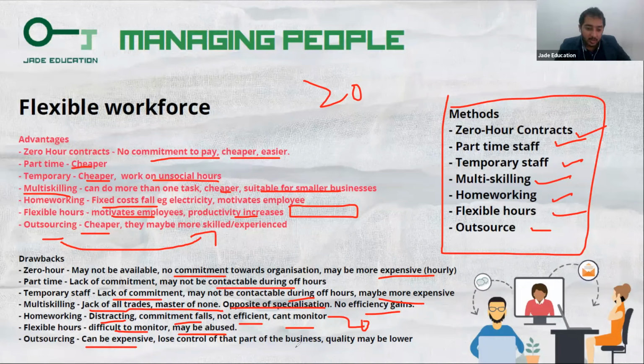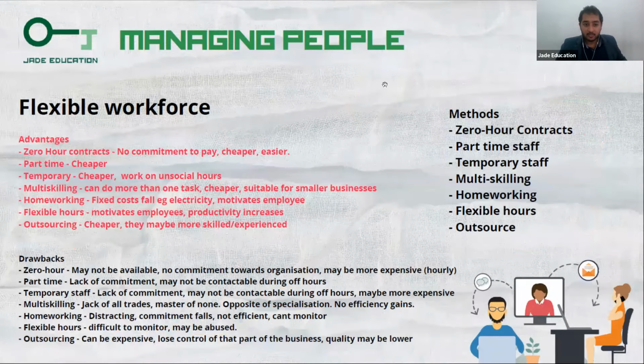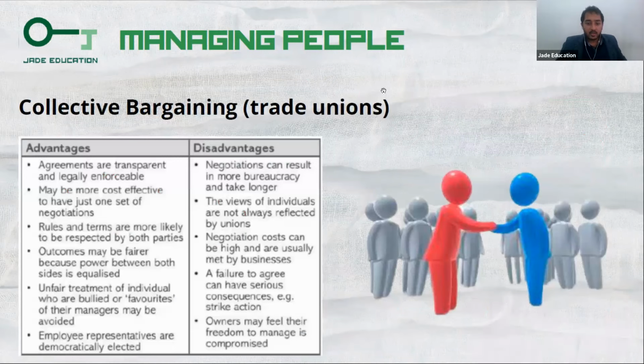And you're losing control of that part of the business because now they're doing it and not you. You've signed a contract that only they can do it. And the quality can fall, especially if these outsourcing people don't really focus on the quality. So you've got to be very careful when you outsource. Make sure you give it to the right people. That's flexible workforce for you, a full-on 20 marker.